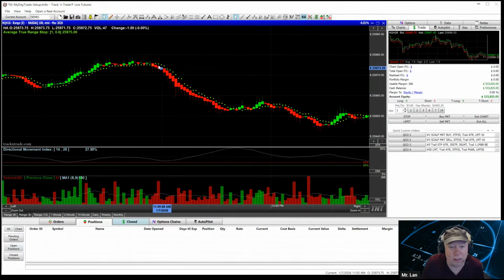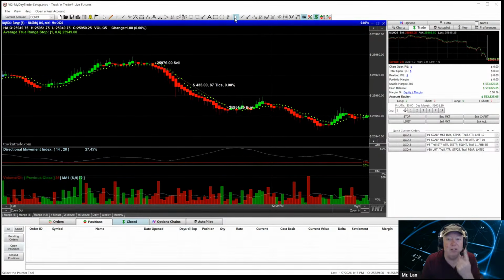So here, look at this. When did this one start? This was at 11:54. Look at that beautiful move right there. You catch that little break from this green dot to that green dot all the way down to there. That's $435 with a single contract, $2,000 investment.